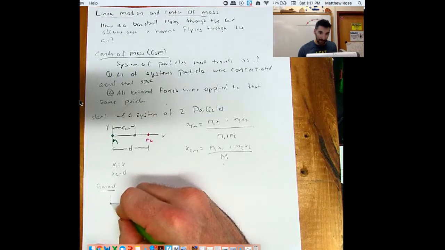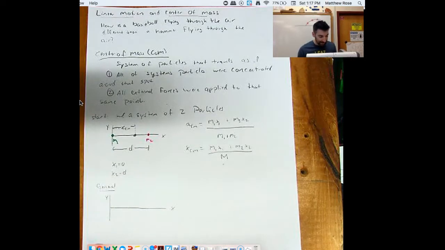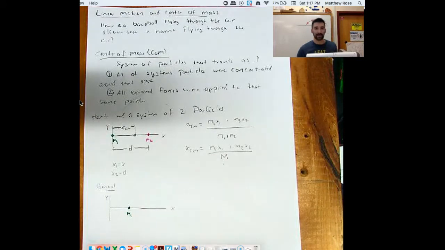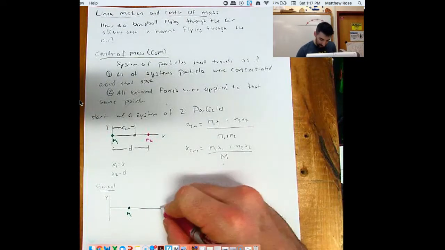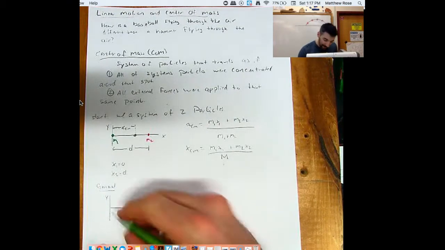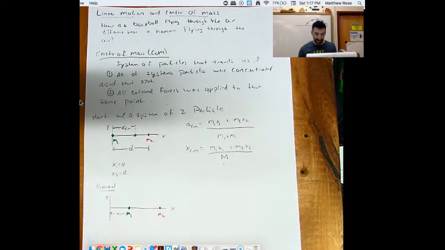So let's redraw my picture. I'm going to redraw my y-axis, my x-axis, except this time I'm going to put M1 not at 0. Well, M2 is also not at 0. This time I have some distance. X1 is at some distance away.